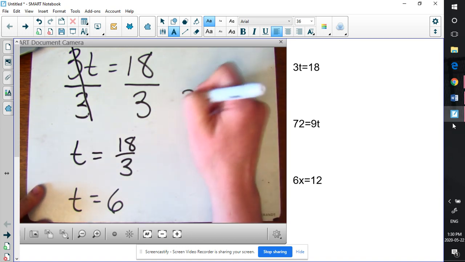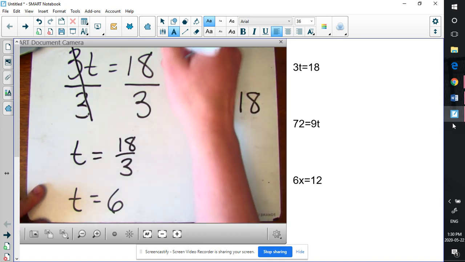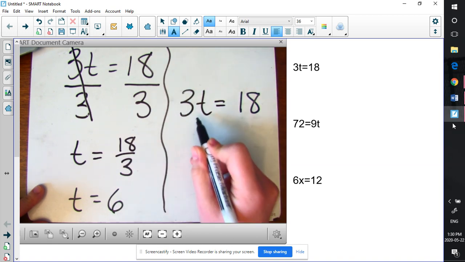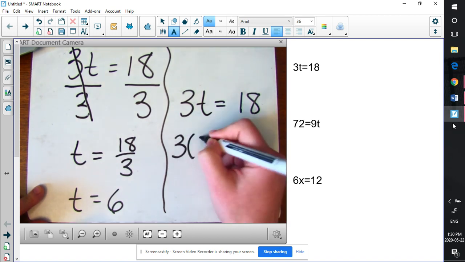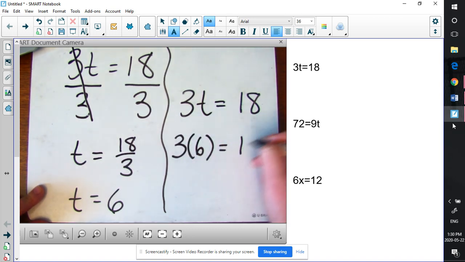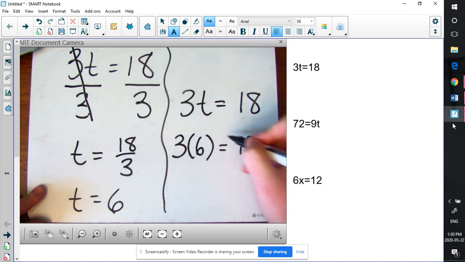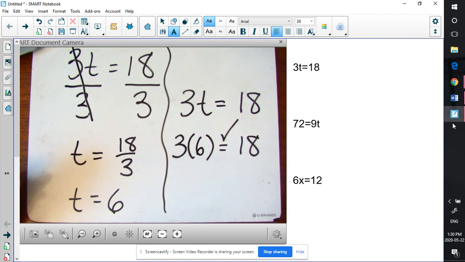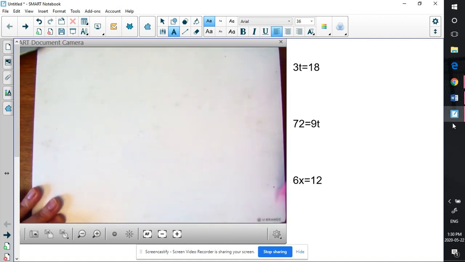Now we always want to go back and check our answer. So I'm going to rewrite the original equation and I'm going to substitute 6 in for the place of t. Now whenever we're substituting, we want to always use brackets. So I'm going to do 3 and then in brackets 6 equals 18. 3 times 6 does equal 18, so our answer is right. Let's do the next one.